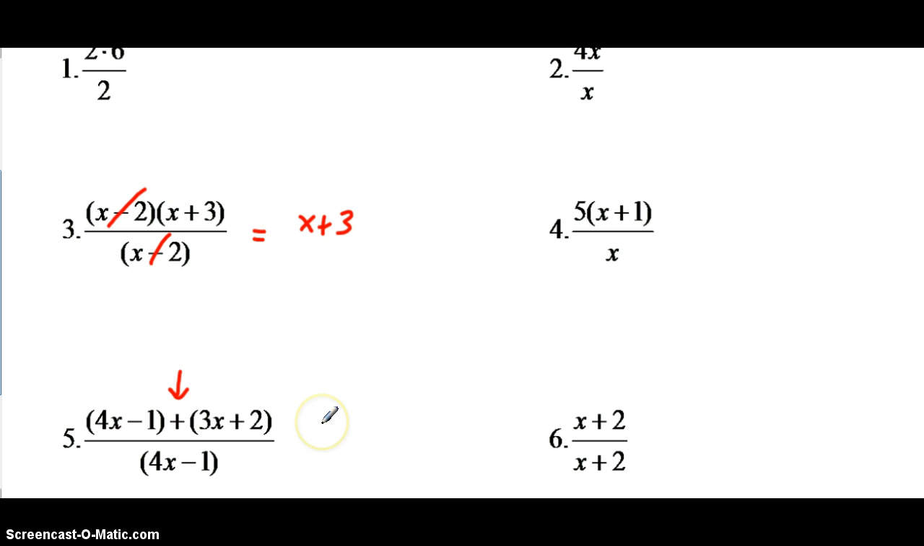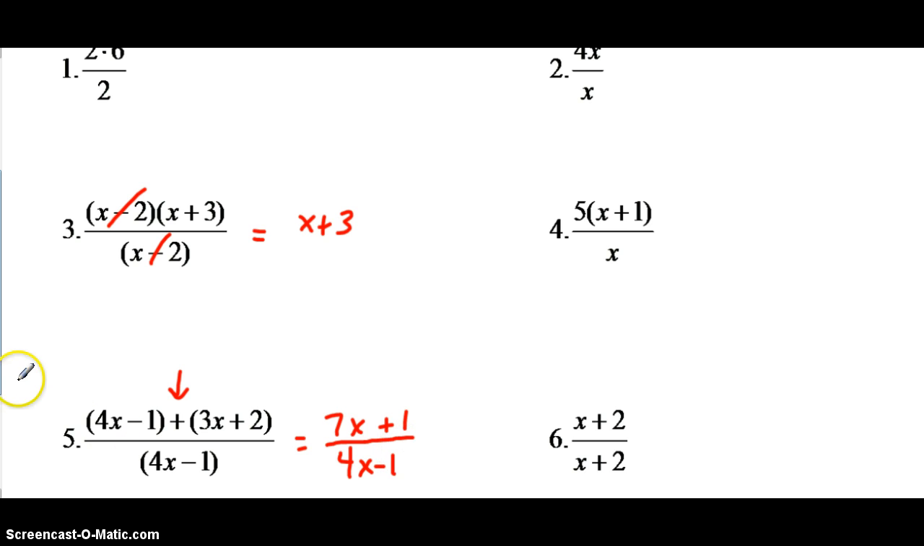So here we just combine like terms, so 4x plus 3x would be 7x, and minus 1 plus 2 would be plus 1, and all over 4x minus 1. We would look again to see if there's any common factors after we've combined like terms, but there's not.